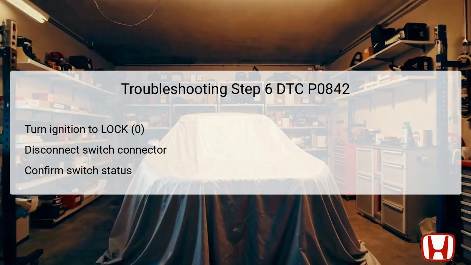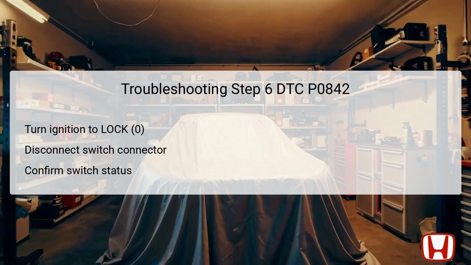The sixth step includes turning the ignition switch to the lock 0 position, ensuring that the vehicle is powered down safely for continued diagnostics. After performing this action, proceed to disconnect the transmission fluid pressure switch A, second clutch connector. This allows for further examination of the switch while ensuring that no electrical power is supplied to it.